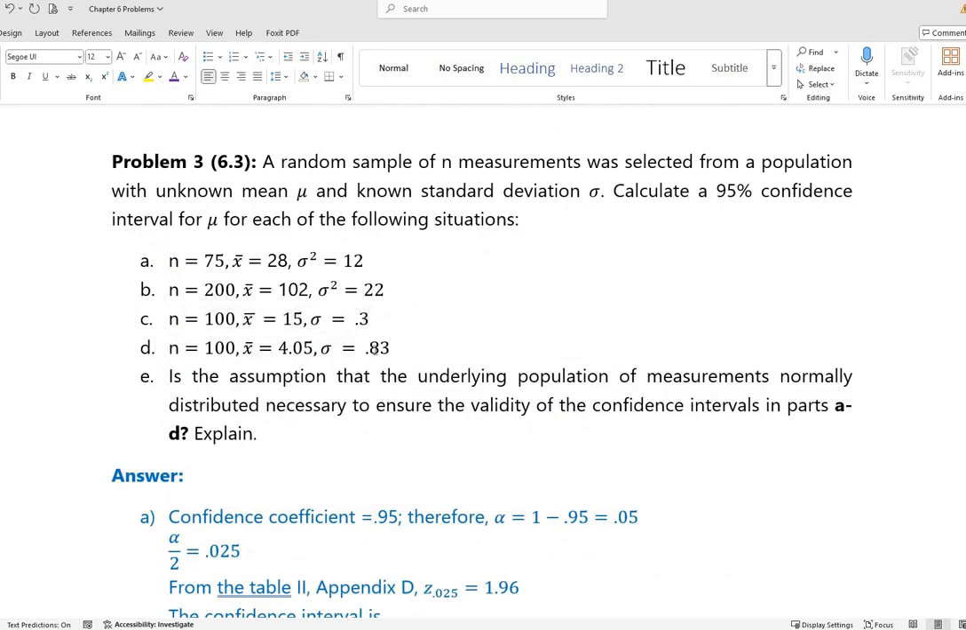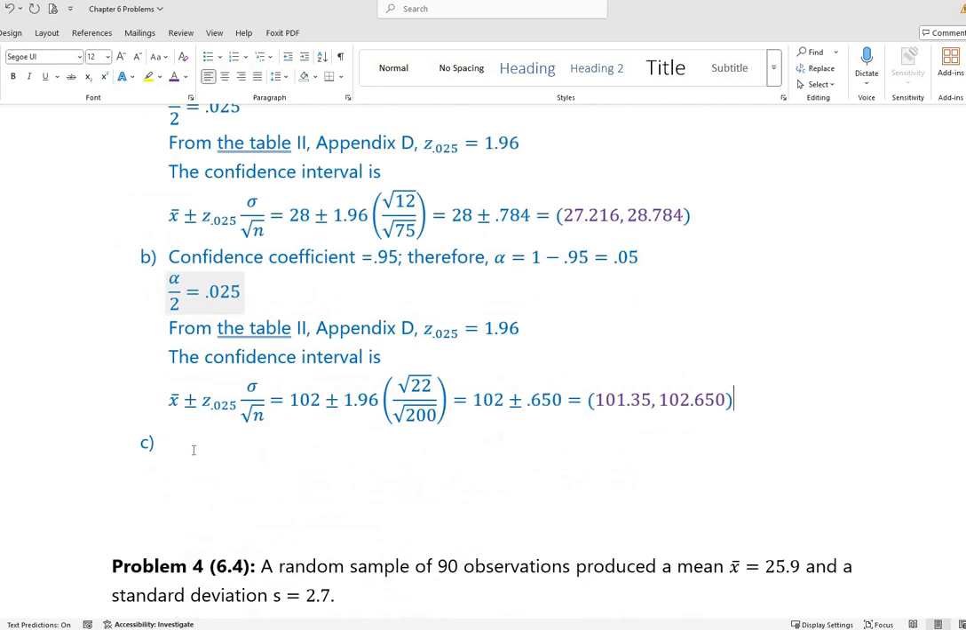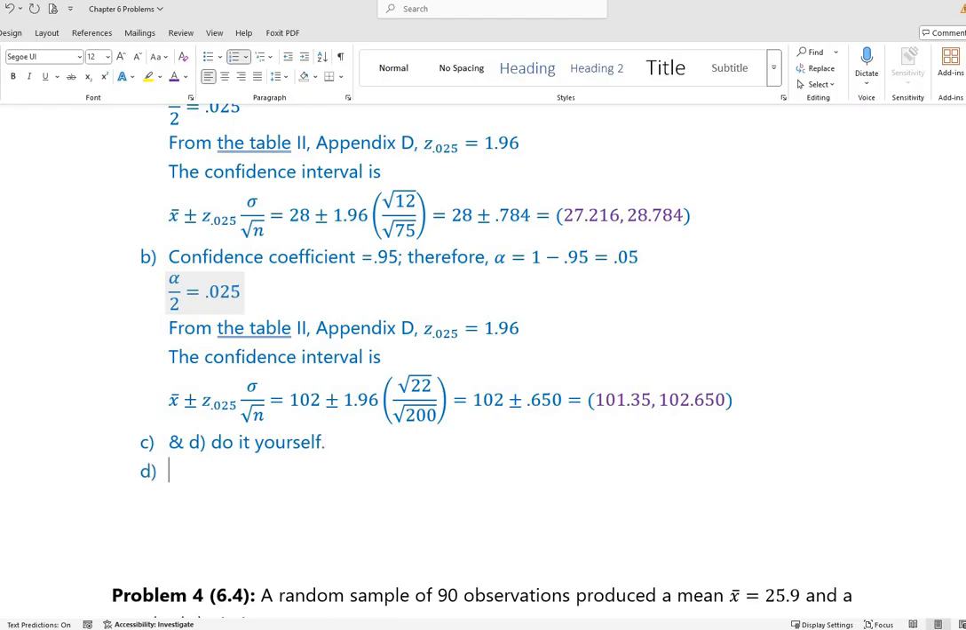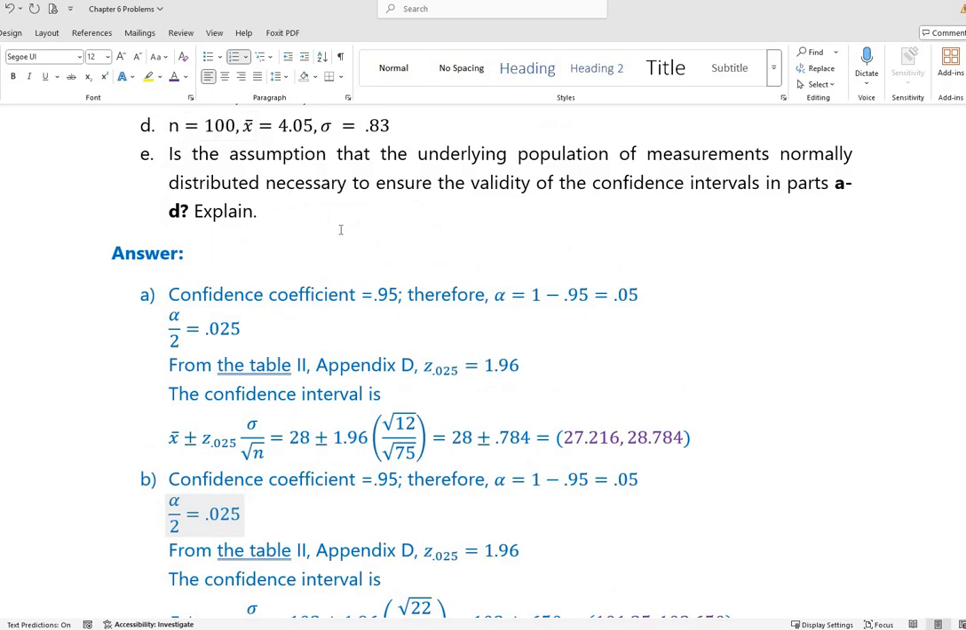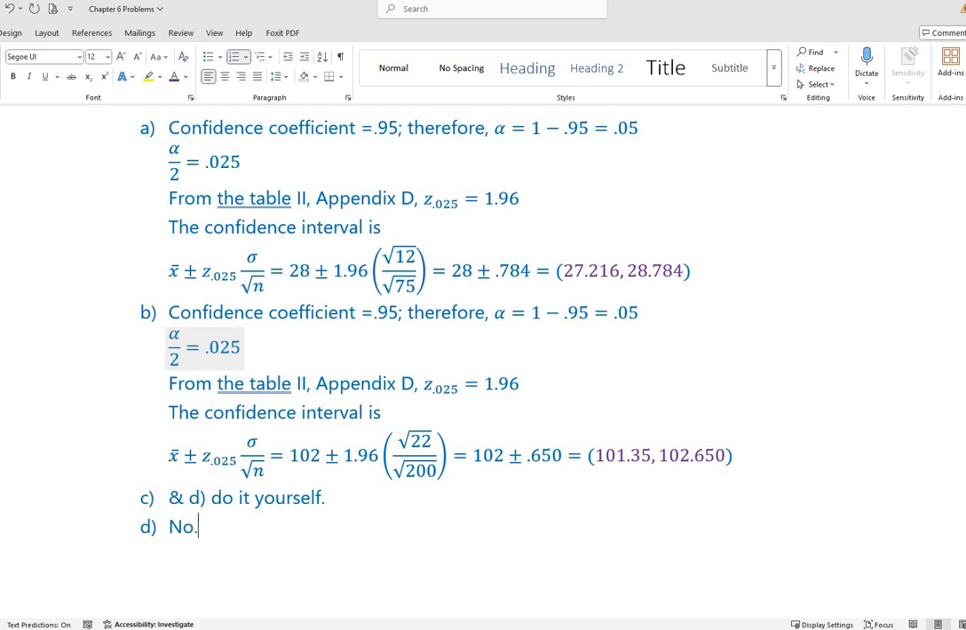For C and D, you will be doing this, so do it yourself, and I'm giving the explanation for D. As it says, is the assumption that the underlying population of measurements is normally distributed necessary to ensure the validity of the confidence intervals in parts A to D? Explain. So my explanation is no.